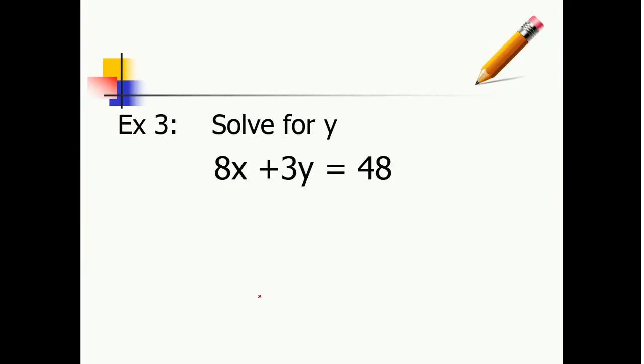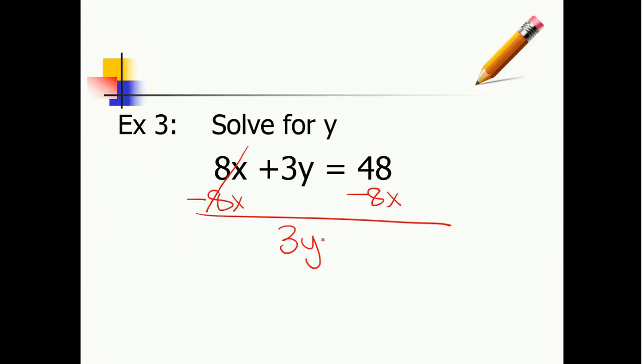Let's solve for y on this one. So the very first thing, let's get that x out of the way. It has addition right now, so let's subtract it from both sides. That cancels out those guys and gives me 0. So I'll have 3y equals negative 8x plus 48.